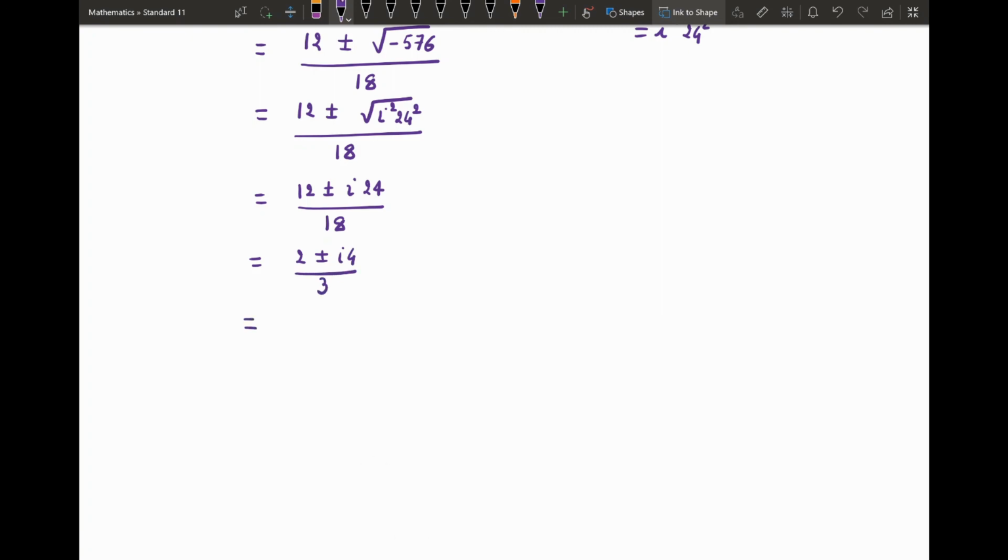So the roots are 2 by 3 plus minus i into 4 by 3. So these are the roots of the given equation, or you can say the solution of the given quadratic equation. So next time we will discuss more examples.